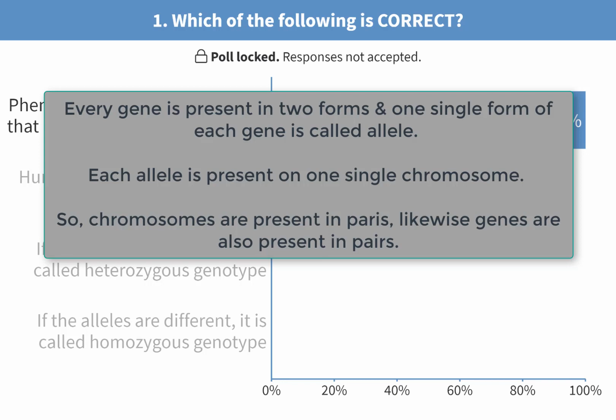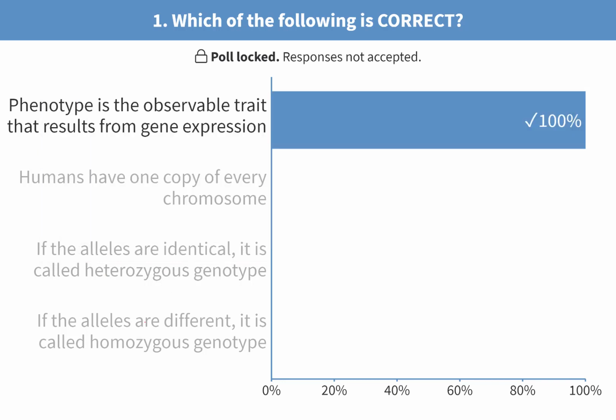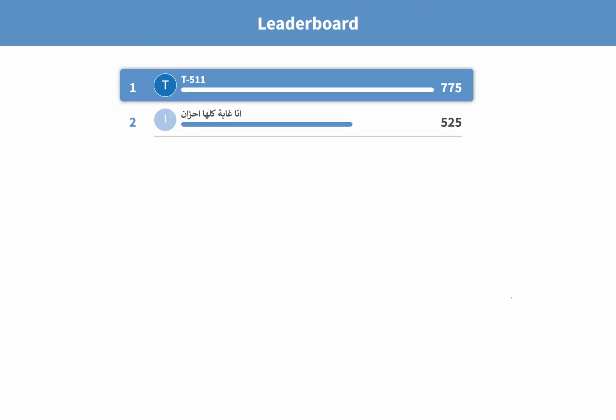Everybody, it's important to understand. There are two forms; genes are also present in pairs, and one form is called an allele. So if you have both the genes the same, it's called homozygous. And if you have two different genes, then it's called heterozygous. Okay, only two people responded.